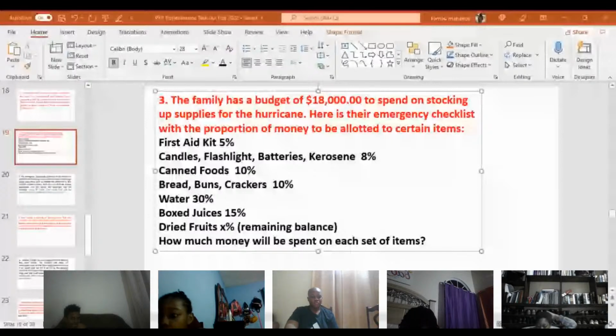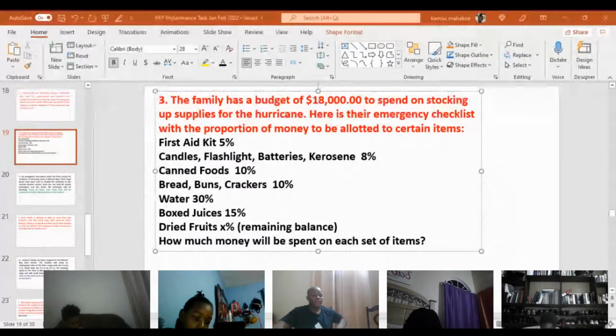Miss, $1,440. And how did you get that, John? Miss, I did 10 over, wait, Miss, sorry. 8 over 100 times 18,000, Miss. That's how I got the 1,440. Okay, so 8%, 8 over 100 times 18,000. All right. Next category. What's the next category? Miss, how much did he get again? 1,440. Okay, Miss.